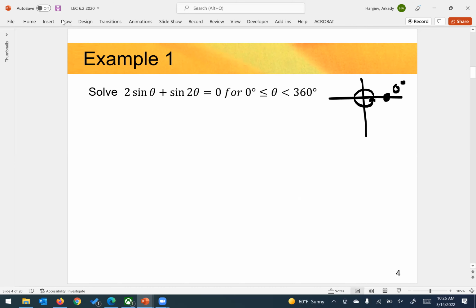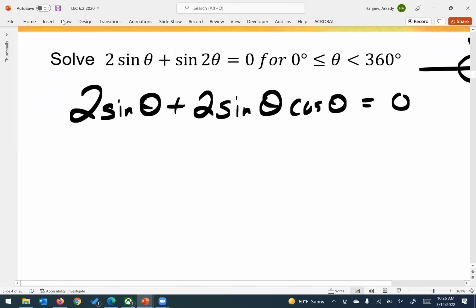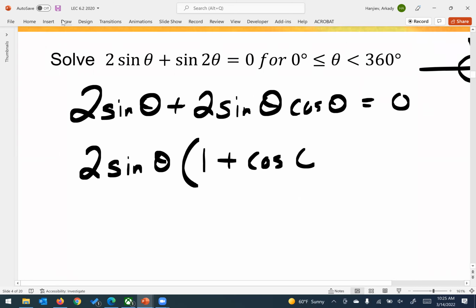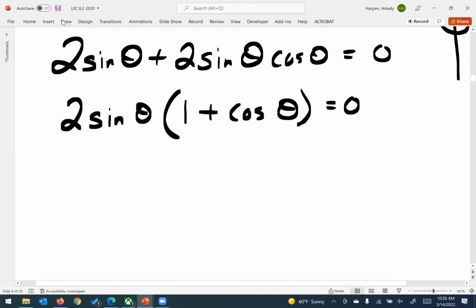Okay, so sine of 2 theta. I think it's 2 sine theta cosine theta. Then you can pull 2 sine theta out. Perfect. Two sine theta out makes 1 plus cosine theta equals 0. Now you just set each factor to 0.